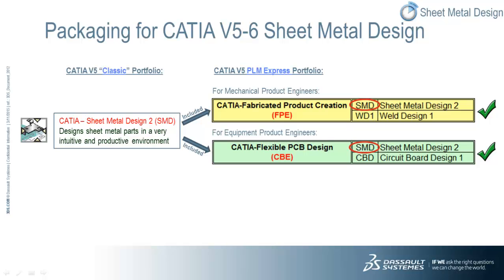And the third option is to buy CATIA Flexible PCB Design, or CBE, within the CATIA V5 PLM Express portfolio as an add-on or shareable product. In this manner, it can be added to any existing CATIA V5 PLM Express CAT configuration or shared across multiple CAT configurations. CBE includes both CATIA sheet metal design and CATIA circuit board design.